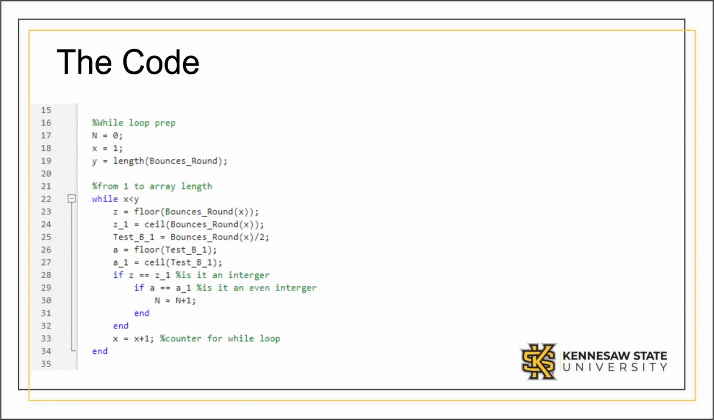And then we set up a while loop to determine the length of an array. And how we do this is we're checking for whole number integers in the bounces. So the Z and Z1 checks if the number of bounces is a whole number integer, and the test from A to A1 tests if it's an even integer. We do this by dividing the number by 2, and if it's not a whole number, then it is not even. And for every even integer, there is 1 added to the length of the array.